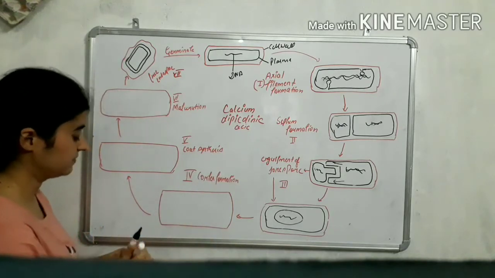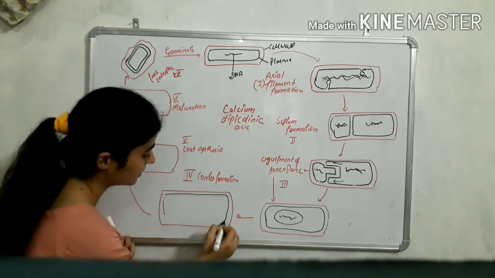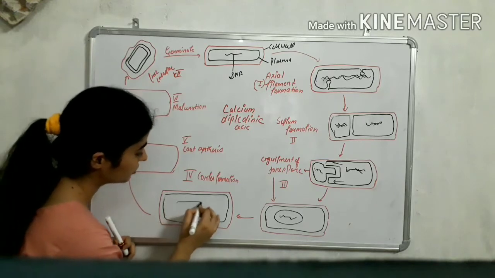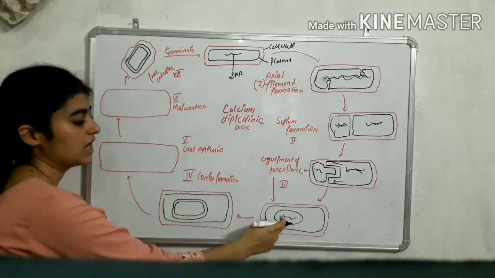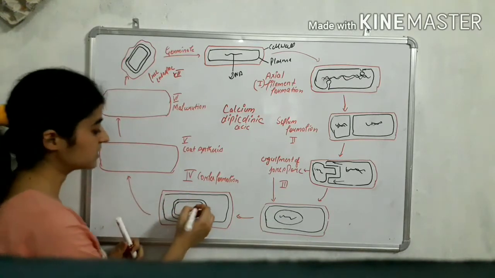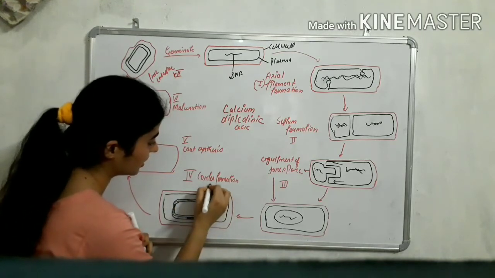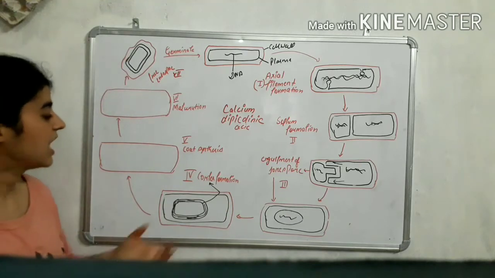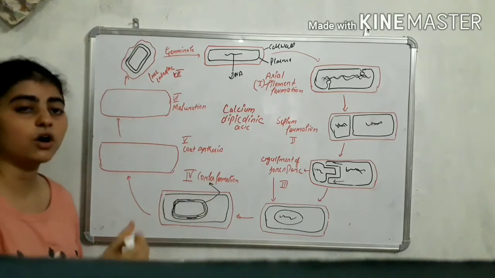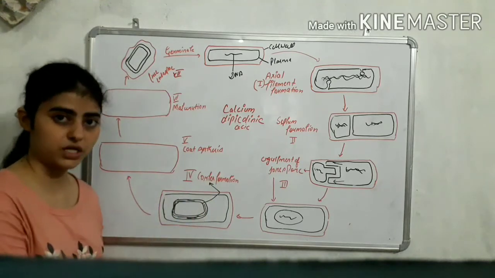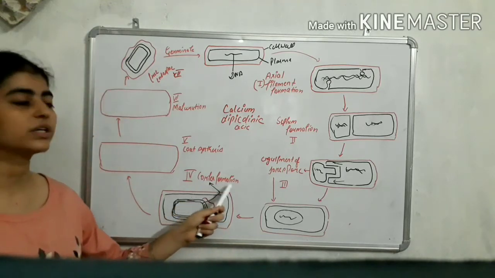Now you can see here, this is our stage 4. There will be the formation of the cortex around the spore. So this is the cortex, this shaded region. Now what happens after the formation of the cortex? And one thing more: during the cortex formation, the formation of the exosporangium will also start during this stage.